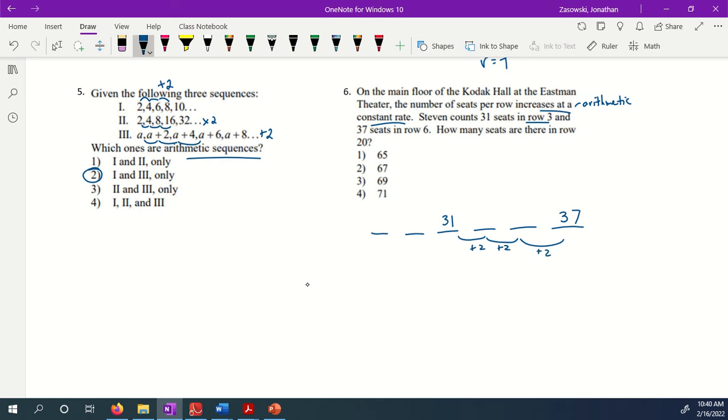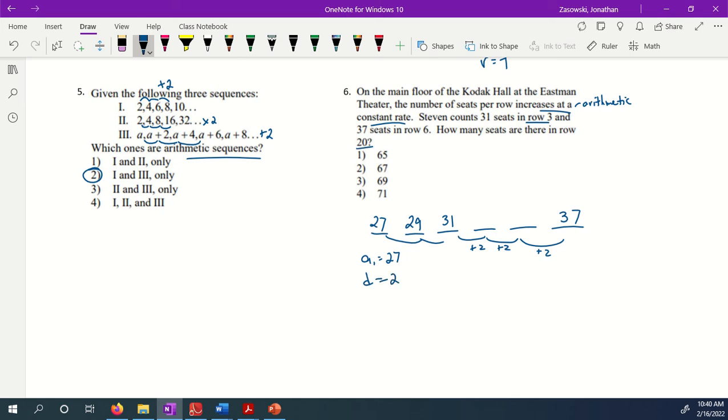So we can kind of work backwards to figure out how many seats are in row 1, going backwards here to get our answer. So we want to know in row 20. If we walk backwards, we're going to be at 29 and 27. So that means A1 is 27 and D is 2.